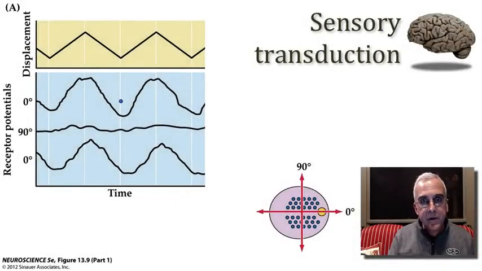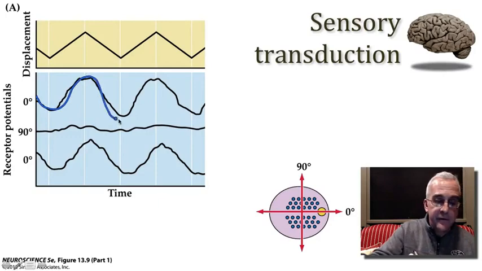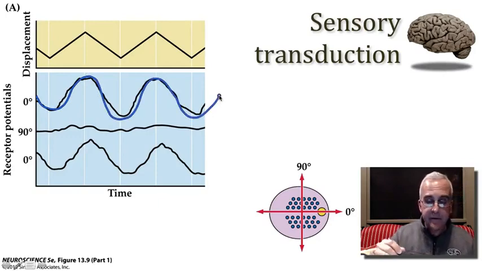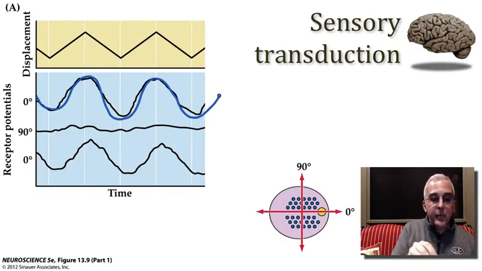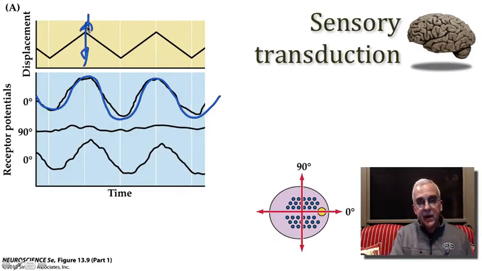So what we see here is with displacement of the stereocilia on the apical surfaces of the hair cell, there is the cyclical depolarization and hyperpolarization that happens as the stereocilia are moved back and forth or up and down in the direction that is parallel to the axis of orientation from smallest stereocilium to largest stereocilium.